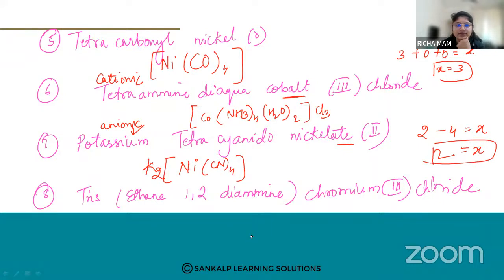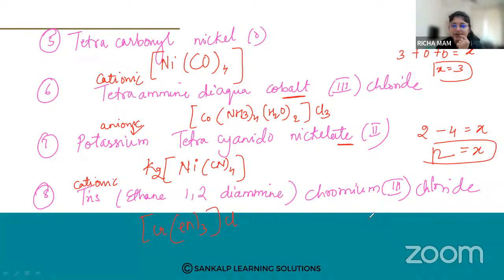Okay, next one, eighth one. Students, try the eighth one. Chromium you have. So this is a cationic complex. So chromium, then tris(ethane-1,2-diamine), so it is en thrice. And then you have chloride outside the sphere.